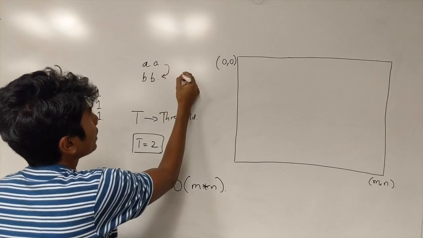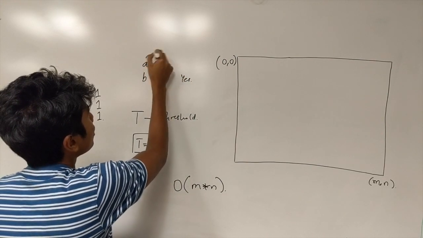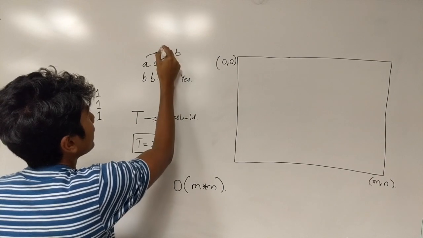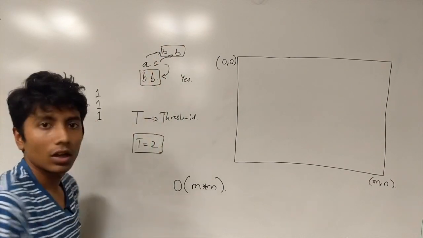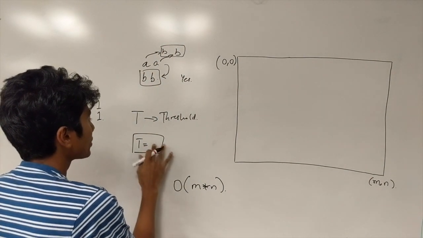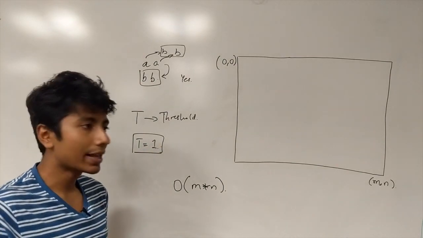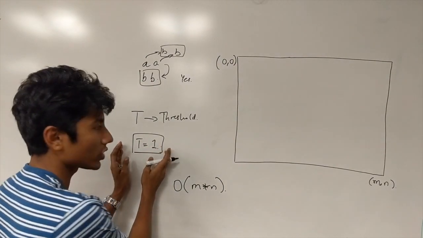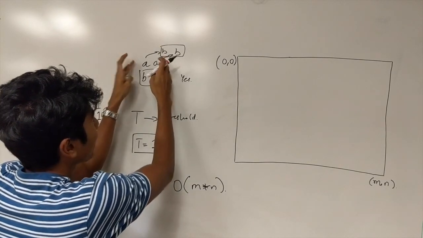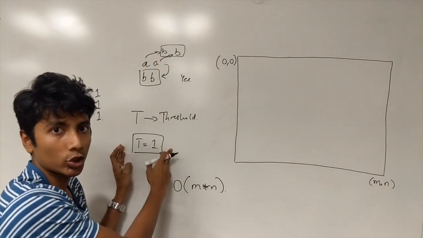Then the answer is going to be yes, because I can convert this A to a B and this A to a B and get this string which is equivalent. Similarly, if I say what happens with t equal to 1, then the answer is impossible. I cannot convert AA to BB with this as my threshold value.